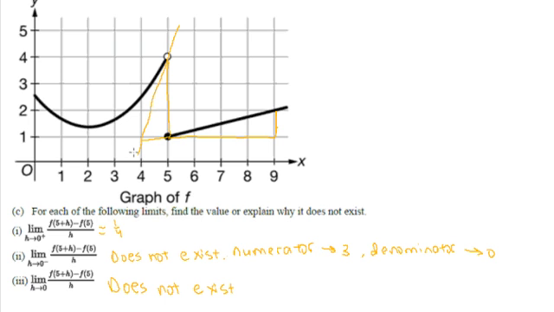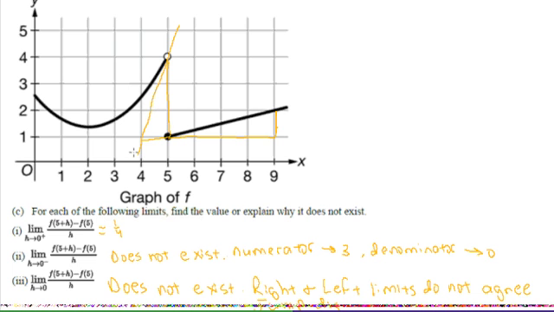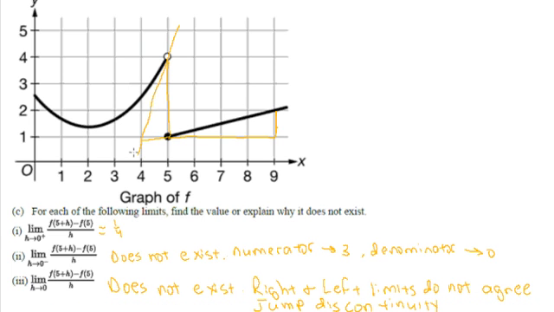And we can put one of two reasons here. Because the right and left limits do not agree, or the fact that we have the jump discontinuity. Either one of those two reasons for why this third limit does not exist.